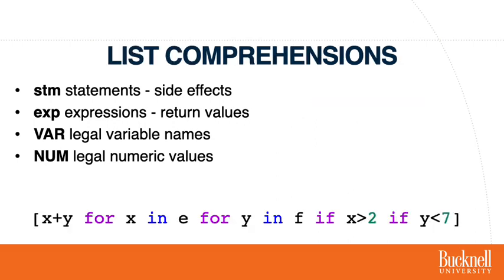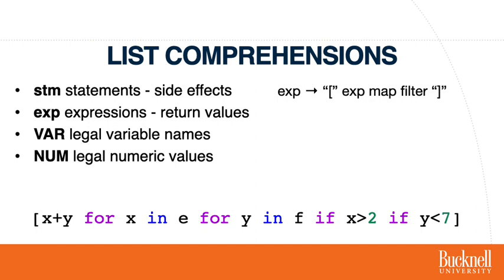Let's consider something a little bit more complicated. How do we represent a list comprehension? This is an example of a list comprehension in Python. It has a lot going on in it. It has two different lists, E and F, that we're drawing elements from, X and Y, and two filters, X greater than 2 and Y less than 7. And then, as the final result, we take X plus Y and put each X plus Y in a list and return a list. Since a list comprehension returns something and doesn't have any side effects, it is an expression.